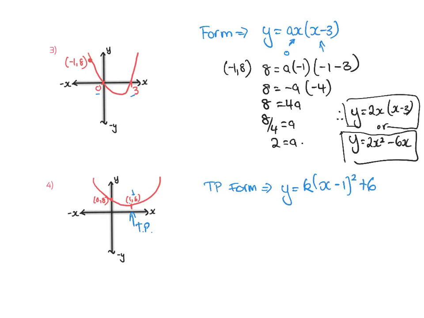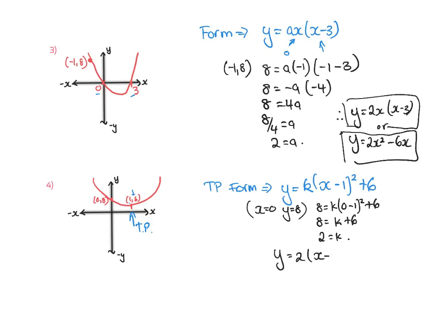So we use the other point they've given us to find out the k. So when x equals 0, y equals 8. So we can put that in. So we've got 8 equals k(0 minus 1) squared plus 6. So you get 8 equals k plus 6. So 2 equals k. So now you've got it. So you could write it out. So y equals 2(x minus 1) squared plus 6.